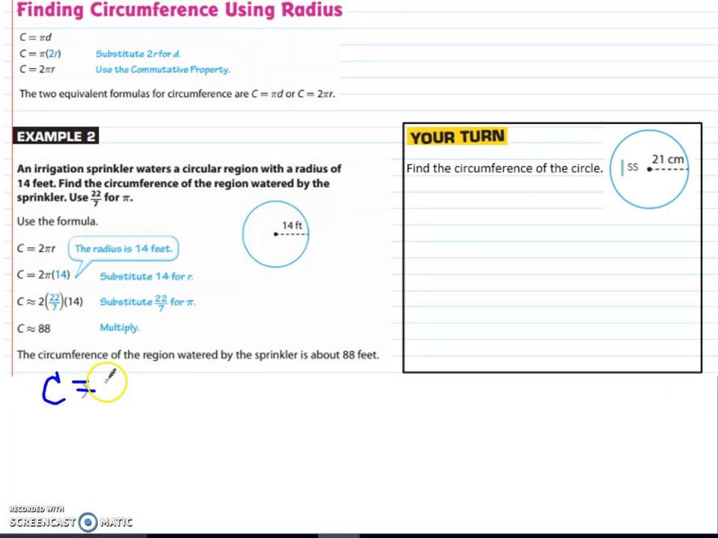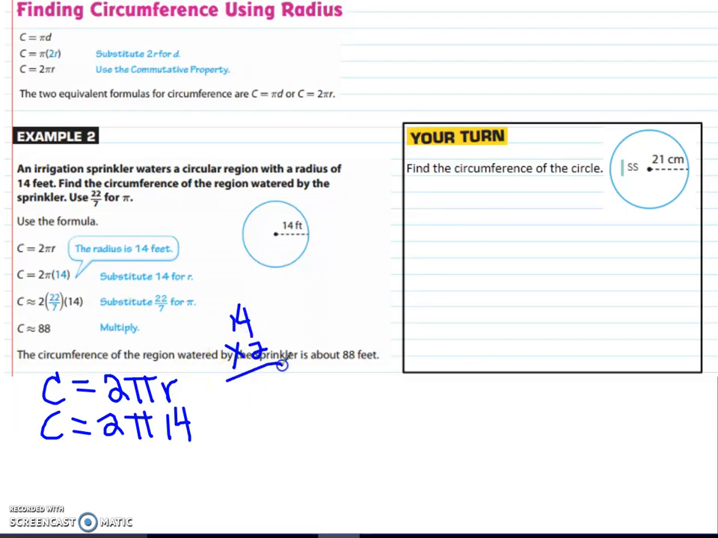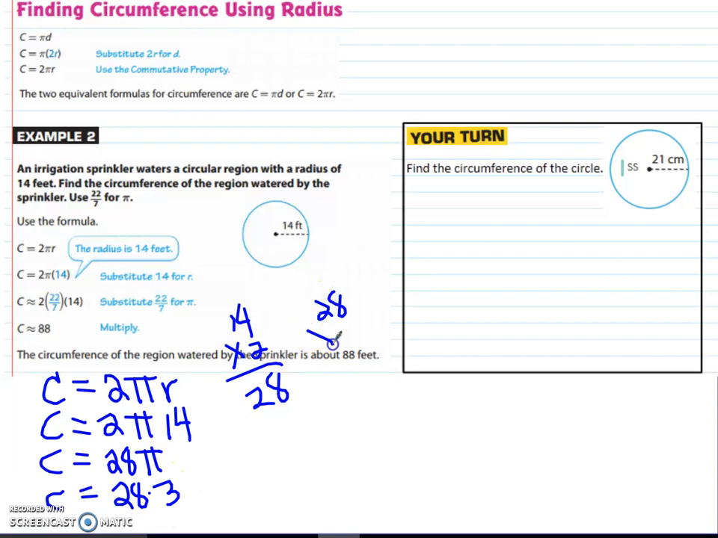All right, let's look at some examples involving the radius. So the other formula is C equals 2 pi r. So we could say 2 times pi times 14. That could be an answer. Another answer could be 14 times 2 is 28, so we could have 28 pi as an answer.